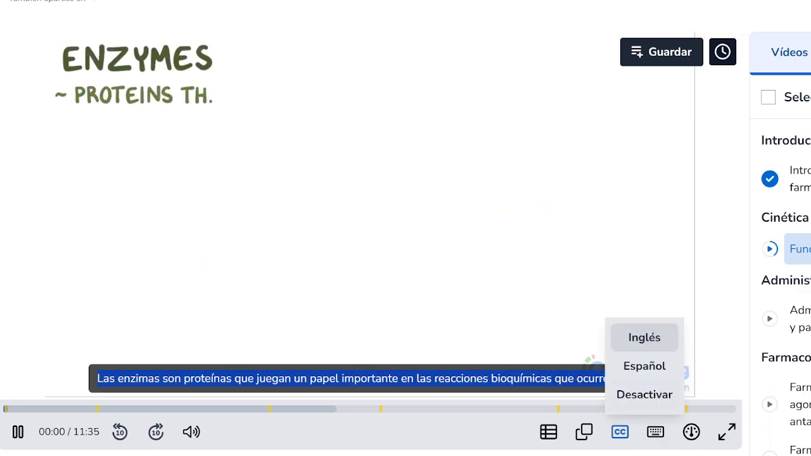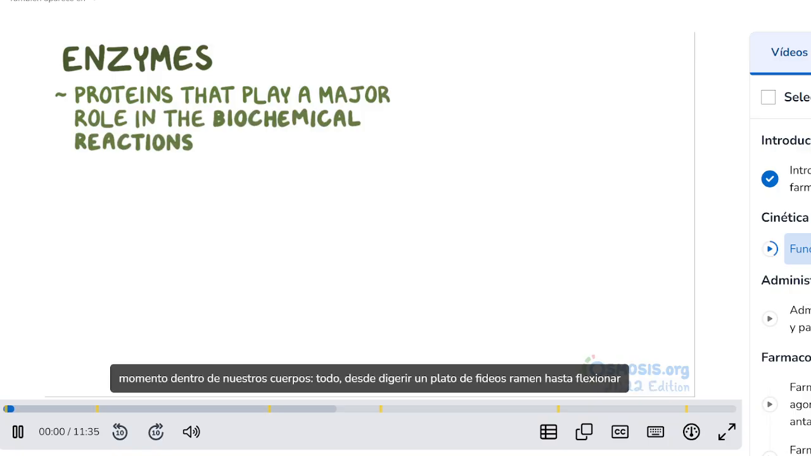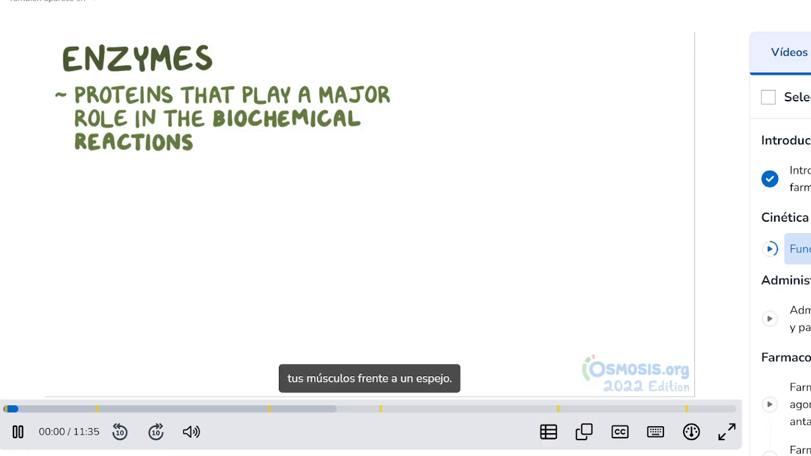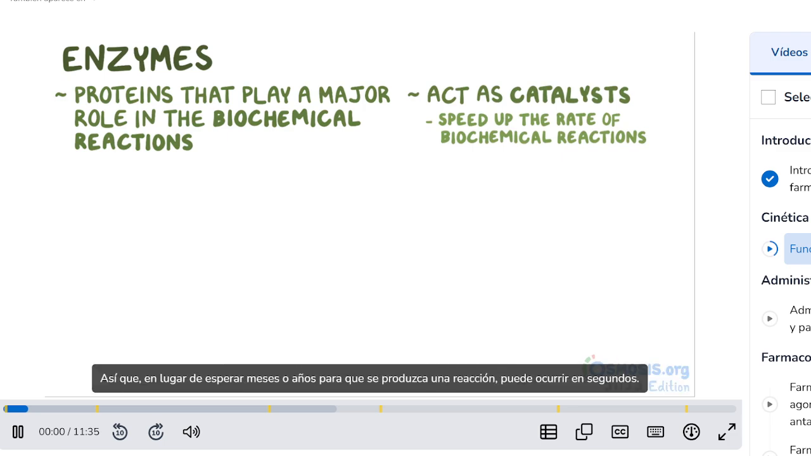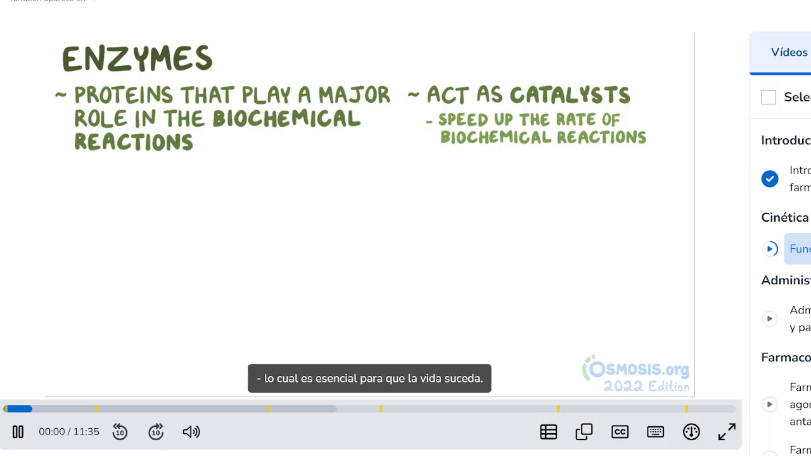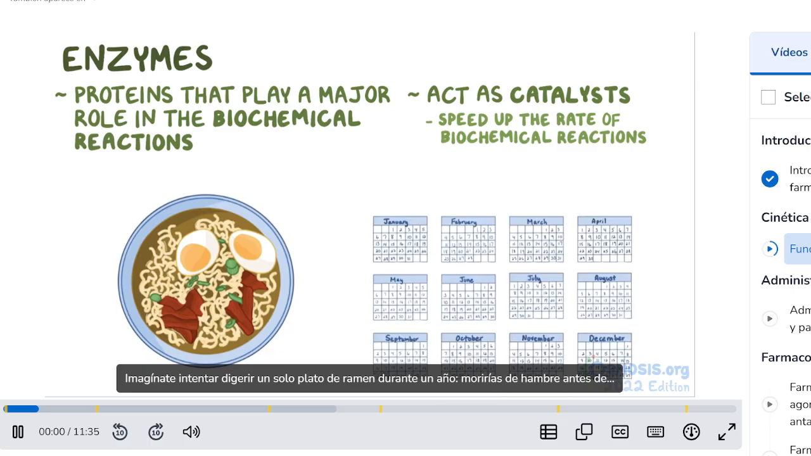Enzymes are proteins that play a major role in the biochemical reactions happening every moment inside our bodies. Everything from digesting a bowl of ramen noodles to flexing your muscles in front of a mirror. Enzymes act as catalysts, meaning that they speed up the rate at which these biochemical reactions happen. So instead of waiting months to years for a reaction to happen, it can happen in seconds, which is essential for life to happen. Imagine trying to digest a single bowl of ramen for a year. You'd probably die of hunger before you could do it.